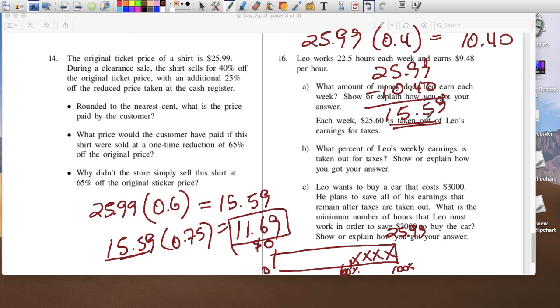And then with 15.59, you're going to take 25%. So I'm going to multiply that by 25% to see how much that discount is. 15.59 times 0.25 equals 3.98. So that's your second discount. So you would do 15.59 minus 3.98.